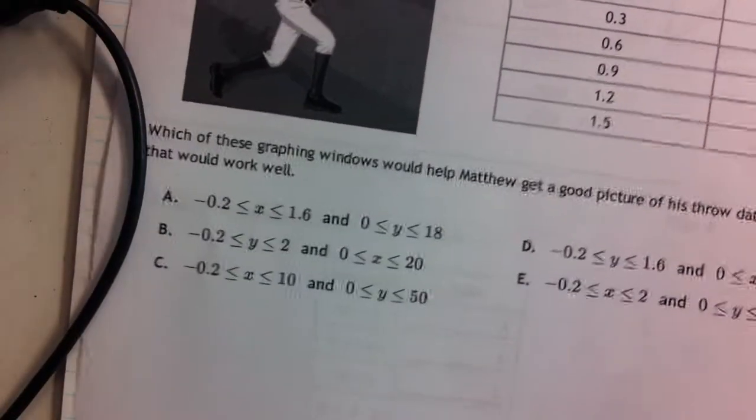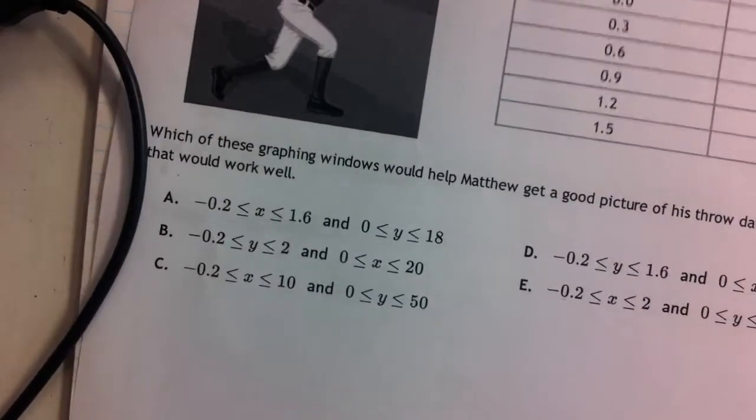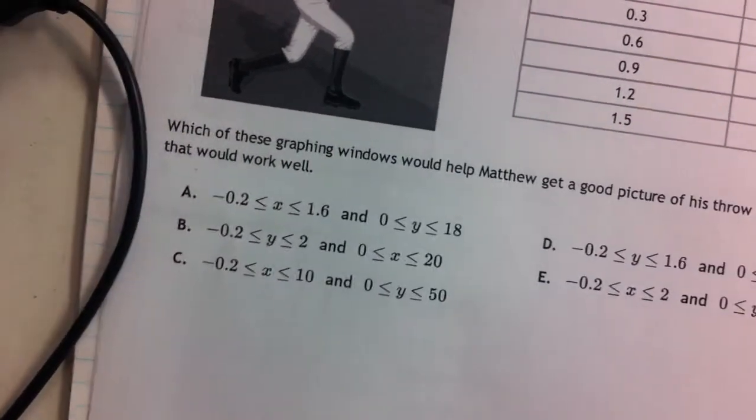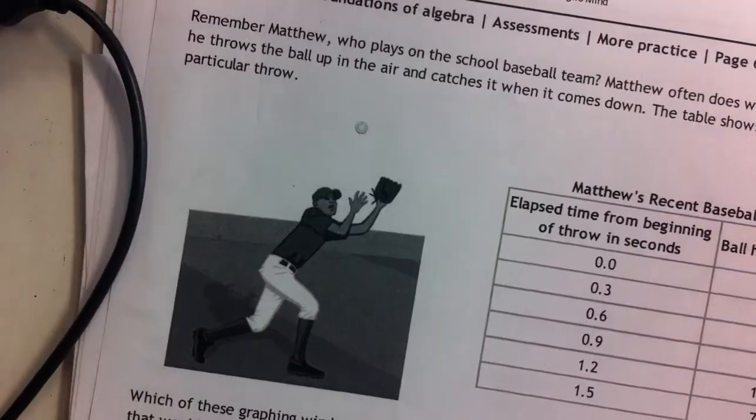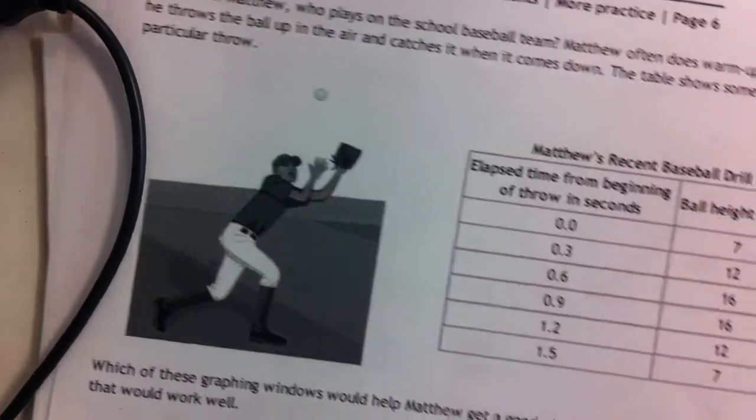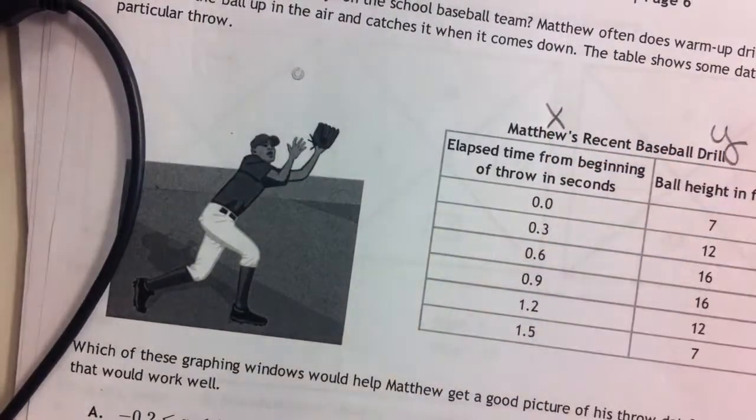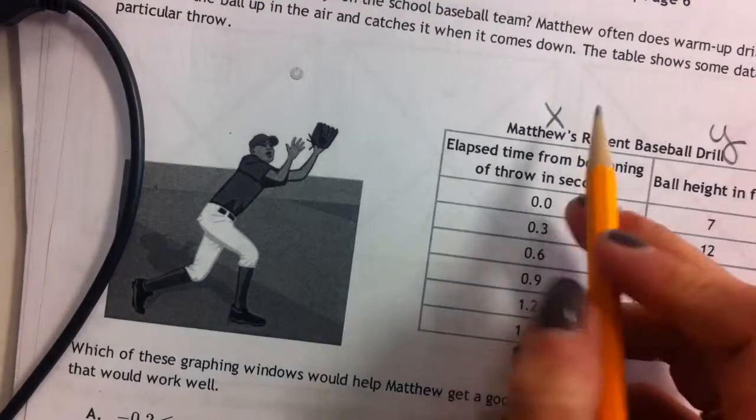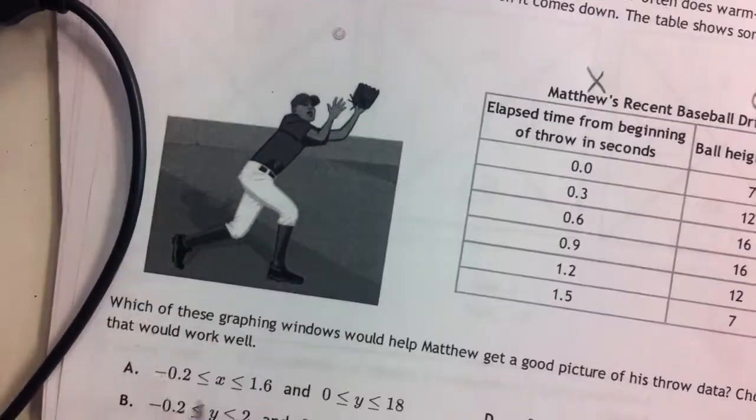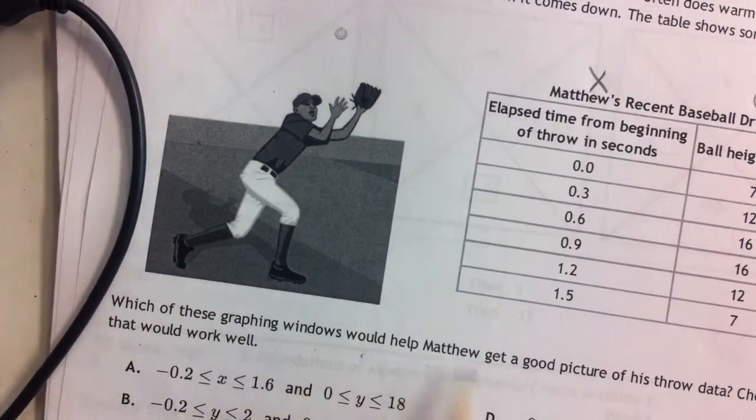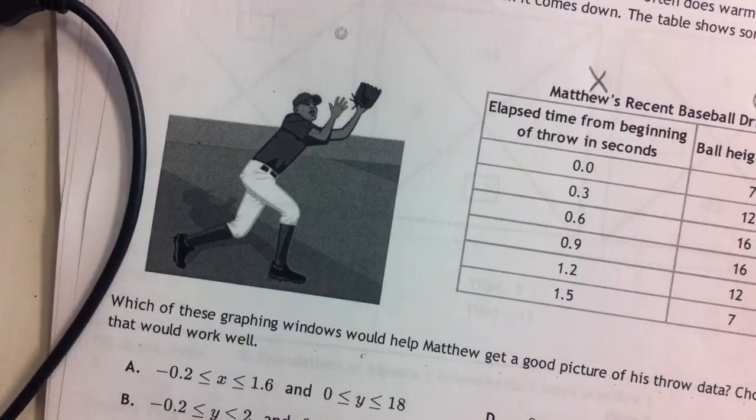Remember Matthew, who plays on the school baseball team. Matthew often does warm-up drills in which he throws the ball up in the air and catches it when it comes down. The table shows some data about one particular throw. So remember that this is always X, and then Y is over here. Which of these graphing windows would help get a good picture of the throw data?